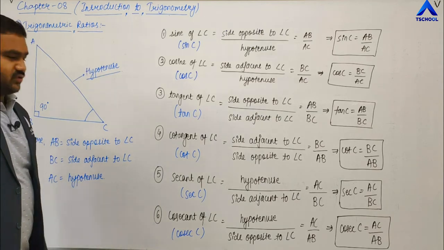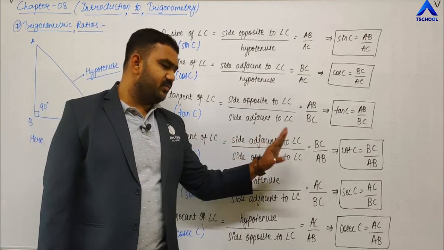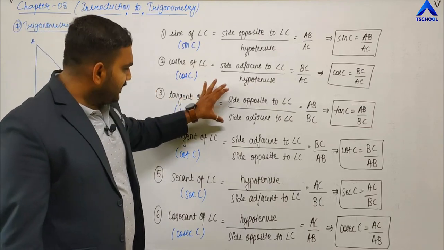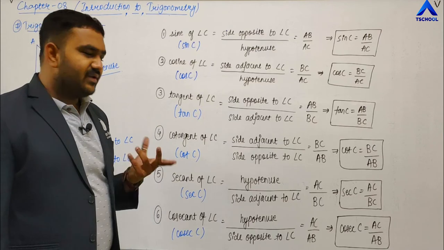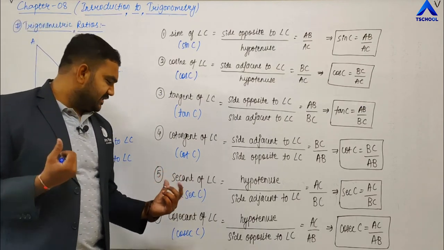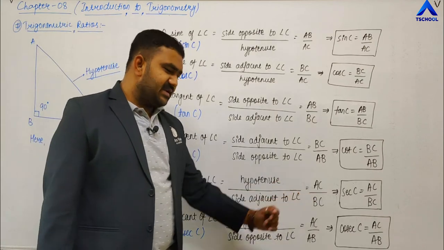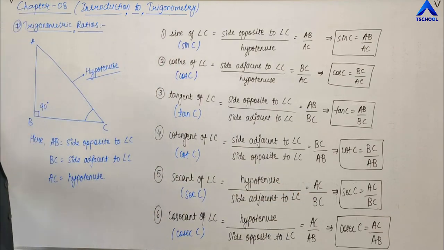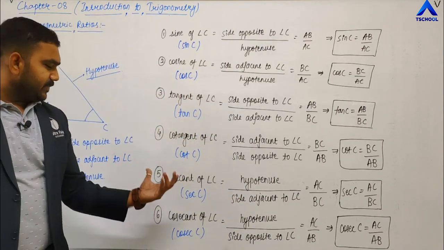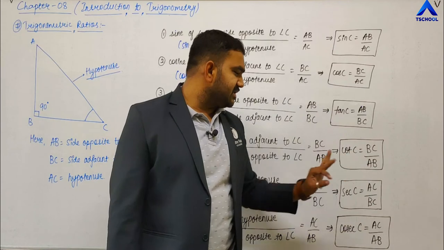Okay, the fourth ratio, friends, cotangent of angle C, that is cot C, is side adjacent to angle C upon side opposite to angle C. So friends, from these two, the tangent of angle C and cotangent of angle C are relatable. That means tangent and cotangent are exactly inverse of each other. So cot C can now be written as BC upon AB. The fifth one, friends, secant of angle C, that means it is shortly written as sec C, that is hypotenuse upon side adjacent to angle C, that is written as AC upon BC. You can relate this secant of angle C with cosine of angle C, that is side adjacent to angle C upon hypotenuse. So cosine of angle C and secant of angle C are inverse of each other. Hence, you can directly write down like sec C is equals to AC upon BC.